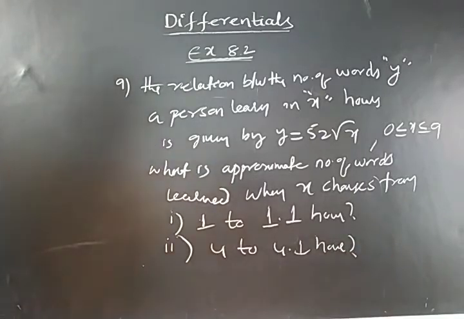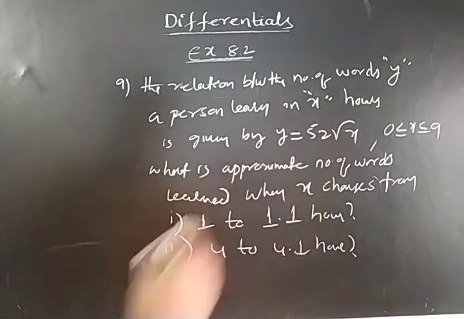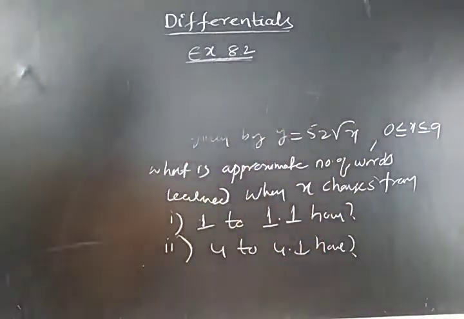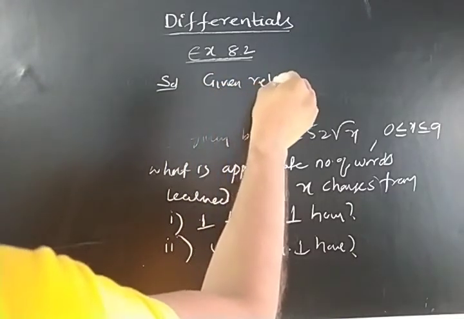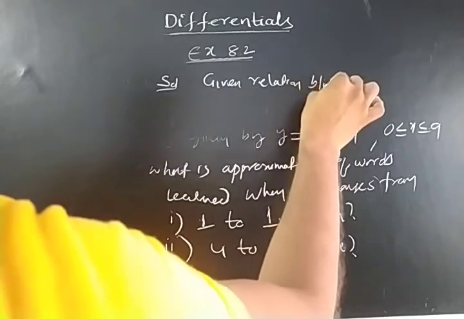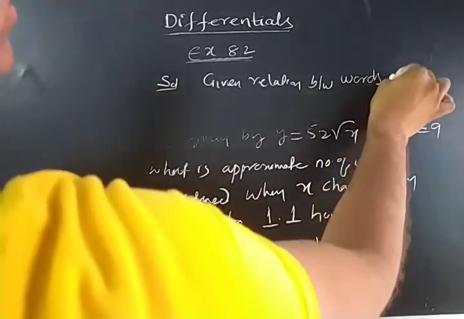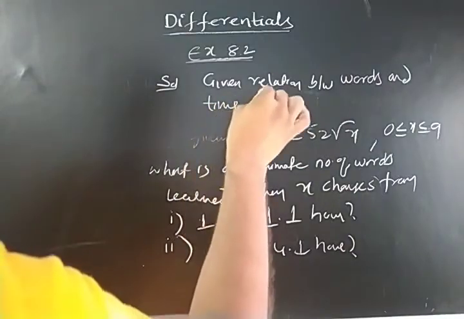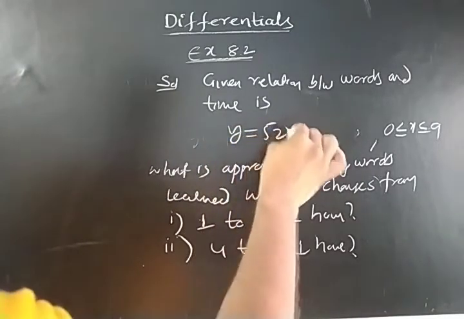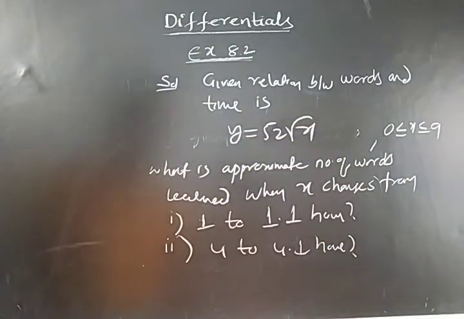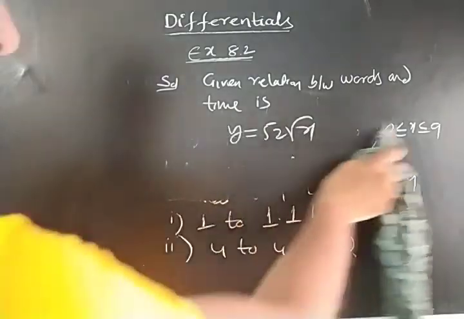So two questions are given and we have the relation between number of words and time. Given relation between words and time is y equal to 52 root x, where x is limited to 0 to 9. So for the first question, if time increases from 1 to 1.1 hours, we have to find the change in number of words. Now I am going to solve the first question.